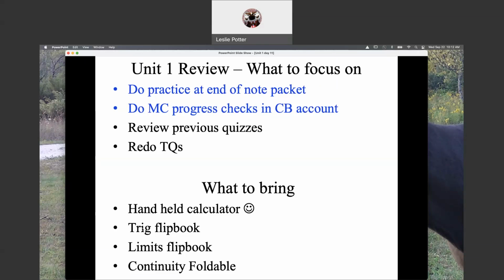So you've got a trig flip book that you've made already. You've got a limit flip book. You've got a continuity foldable constructed already. So bring those manipulatives with you. Questions about that? Look at that. Okay.